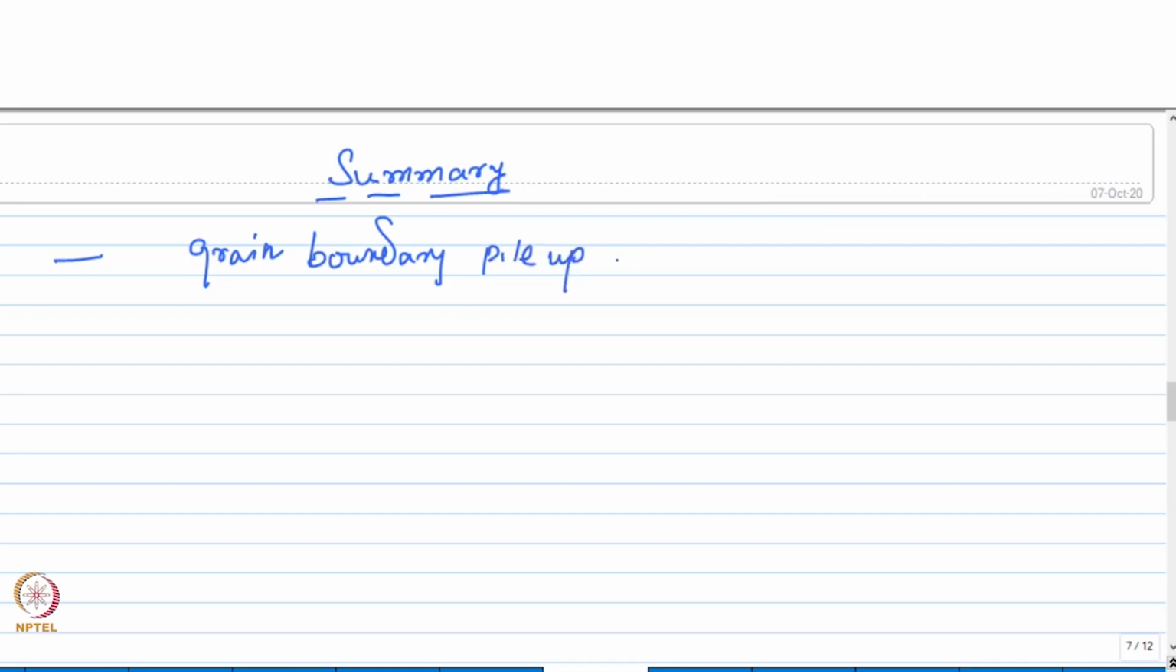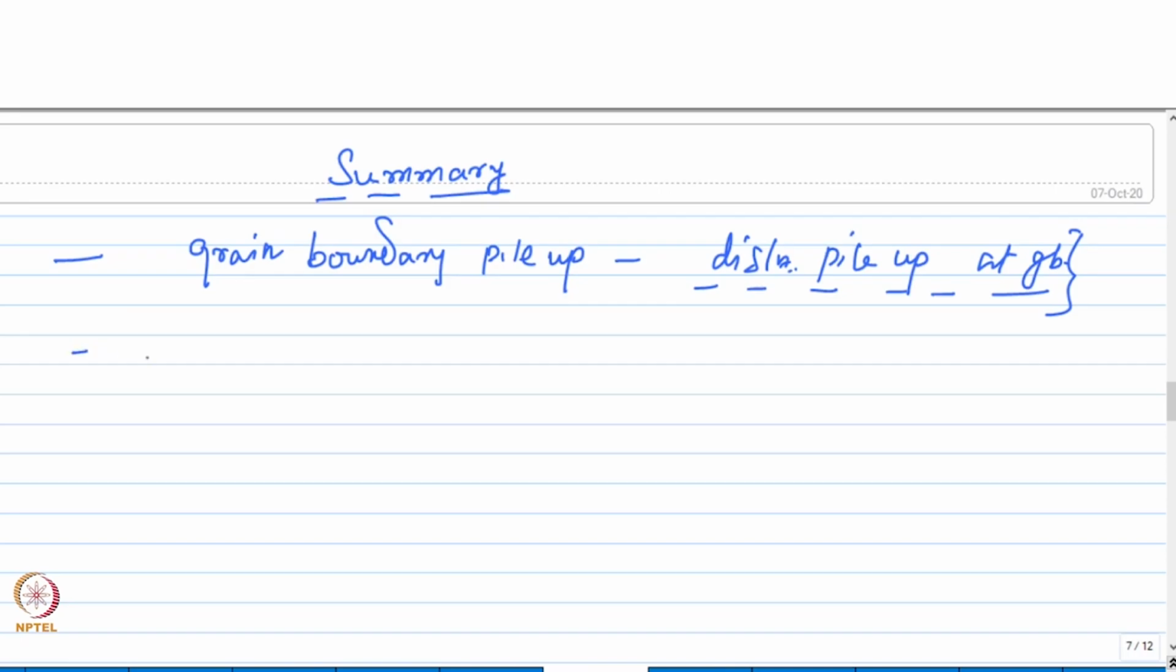Which says that the dislocations pile up at the grain boundaries, and unless and until a critical stress is reached, the dislocations cannot cross over to the next grain. So you need to provide more energy or apply more load for the dislocations to move, and therefore the strength will increase. Okay.